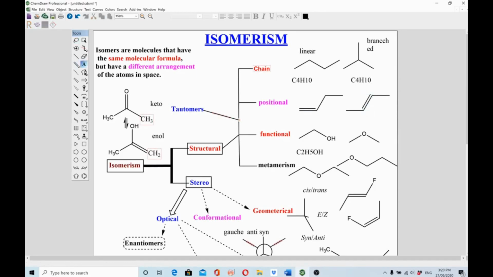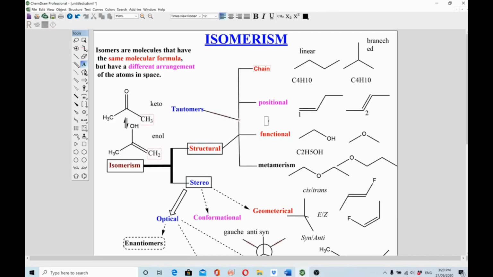So the position of the double bond is different. Here the double bond is present at number 1 position. In this case the double bond is present at number 2 position. So this is how positional isomerism exists in these two compounds, and this is how we define positional isomerism, in which compounds differ in the position of a functional group.